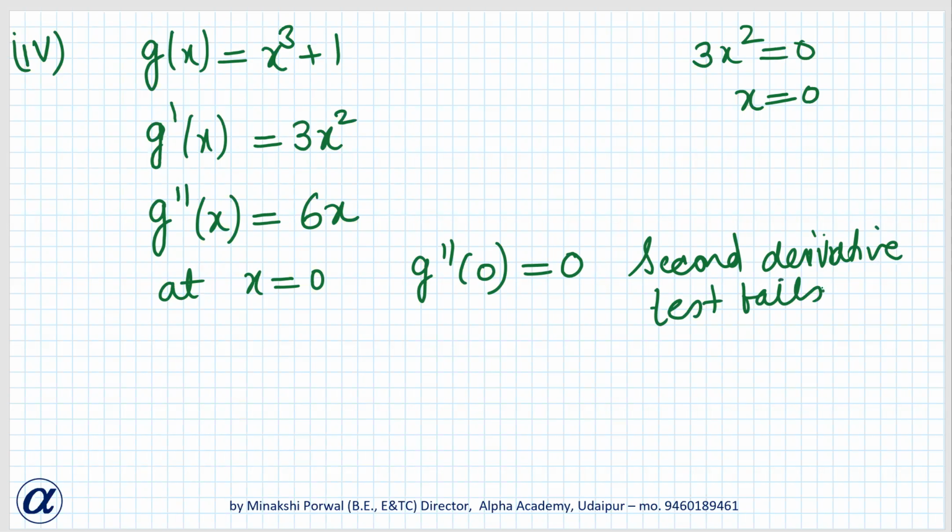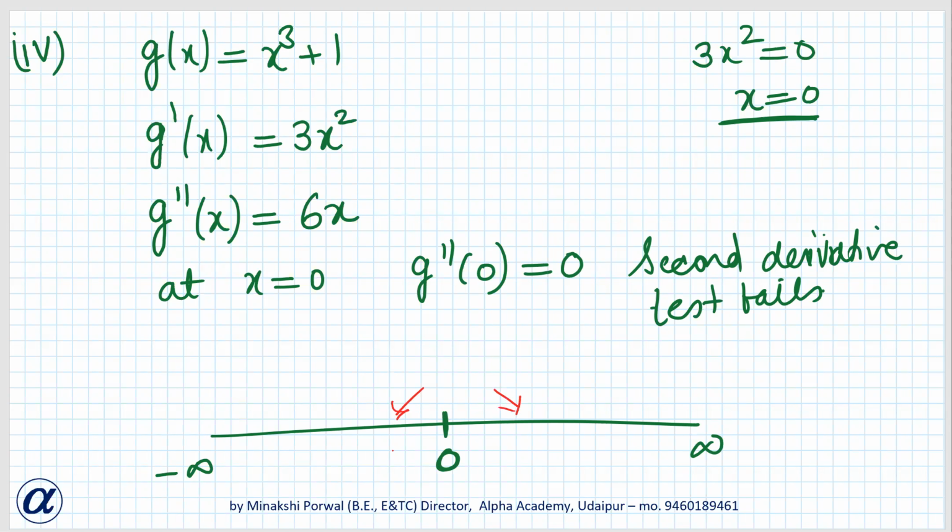Okay, so what we'll do? This is the critical point. We made a number line, and this is the critical point, okay? On this side and that side of the critical point, we will find the values of g dash x and check how its sign is changing. Before 0, suppose we put minus 1 in g dash x, it is positive. Plus 1 put, then also it is positive. Okay, that means this is a point of inflection.